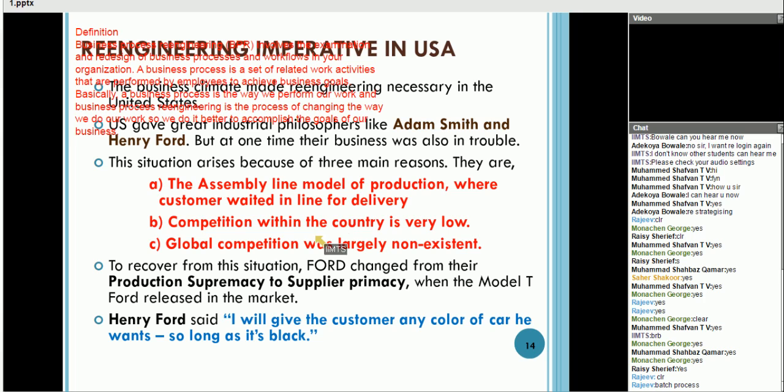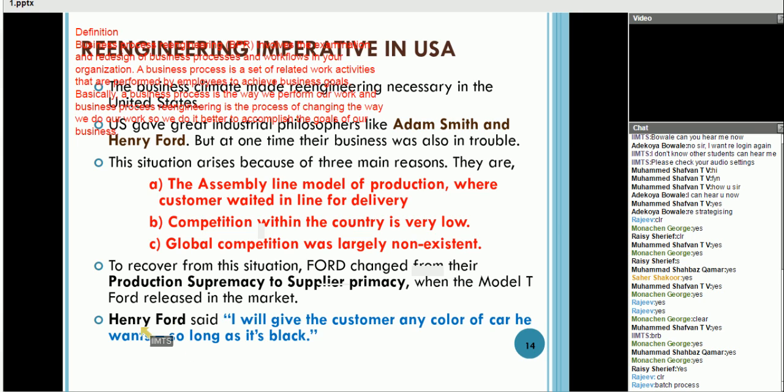Number two, competition within the country is very low. Number three, global competition was largely non-existent. So for a healthy market, it is very important to have a competitive market. So these are the three reasons or the three problems for which the re-engineering concept is important. To recover from this situation, Ford changed from production supremacy to supplier primacy. So instead of focusing more on production, they started focusing more on supplying parts of their vehicles when the Model T Ford was released in the market. So this was the history of how re-engineering started in the US with the company Ford.